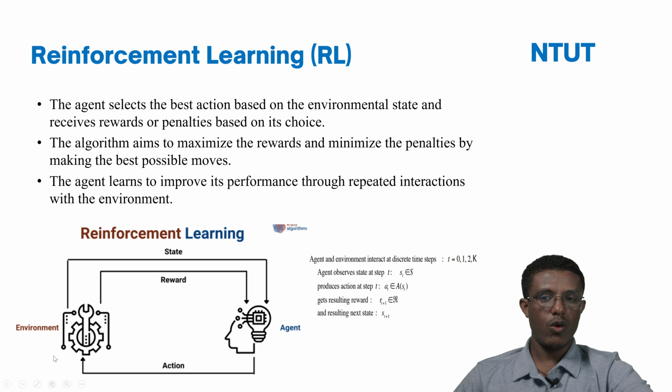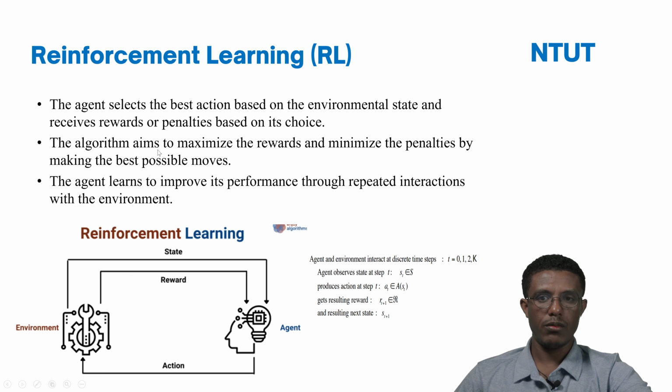So there is an environment here, and there is an agent here, and between the agent and the environment there are possible states. The agent tries to observe the possible states in the environment. Then based on the possible states, the agent tries to take actions in the environment. And then finally, the agent can get a reward from the environment.